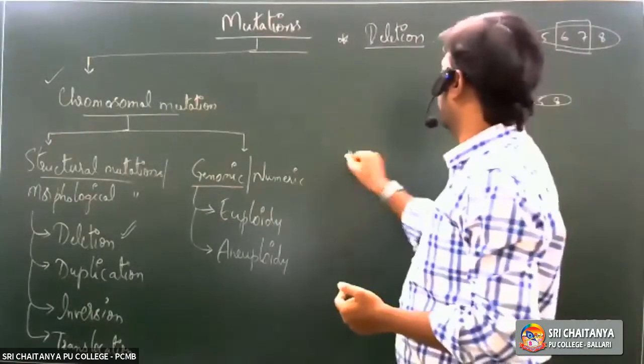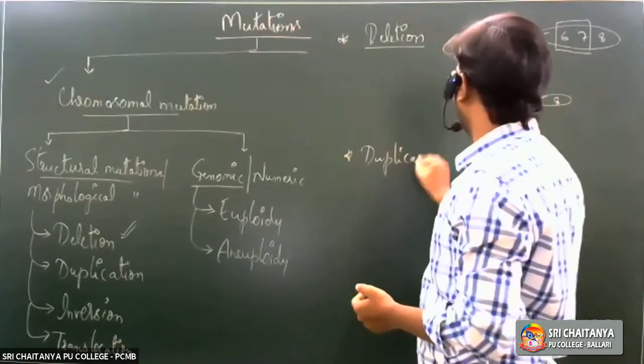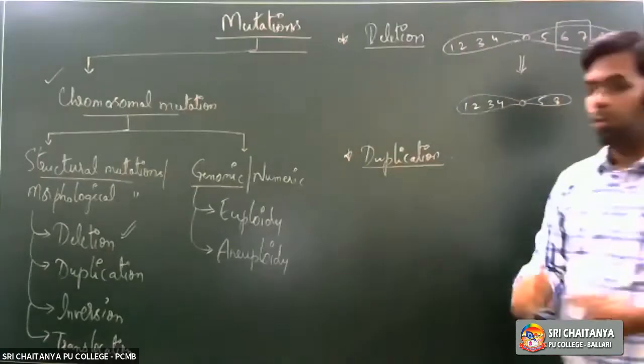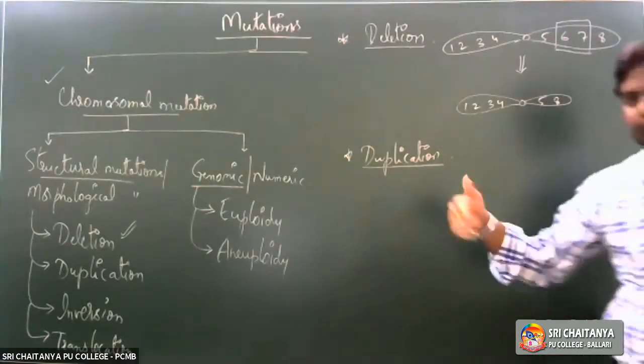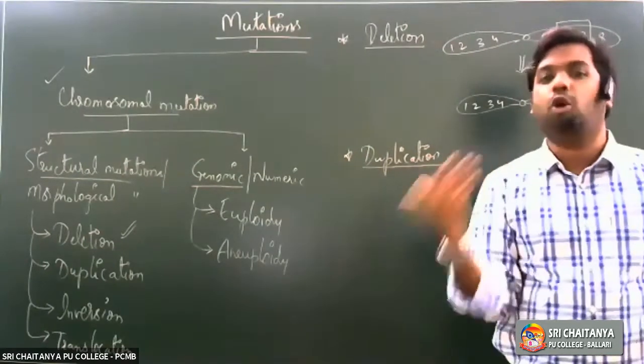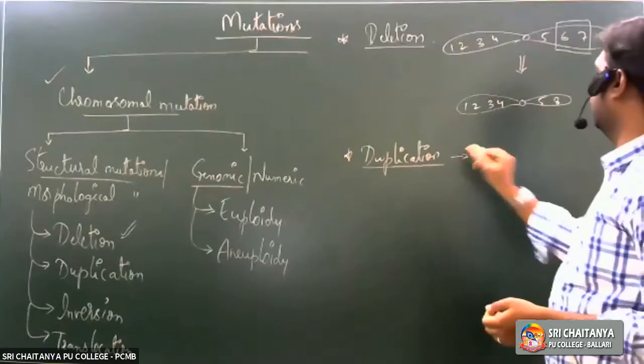Talking about the second one, the second one is called duplication. What do you mean by duplication? I hope all are familiar with the term duplicate, replicate, making it double. That is what we call duplication. Making another copy of it, we call duplication. Okay, let us take up the same example here.